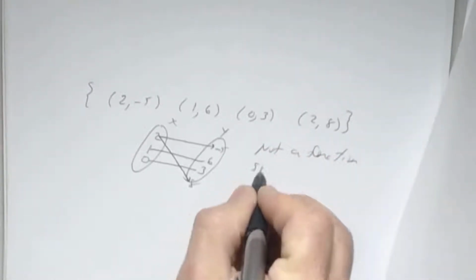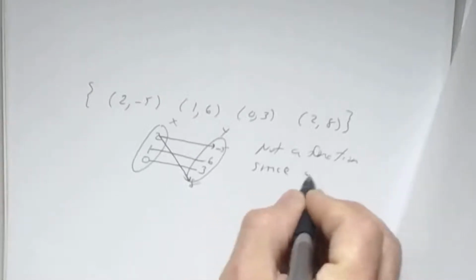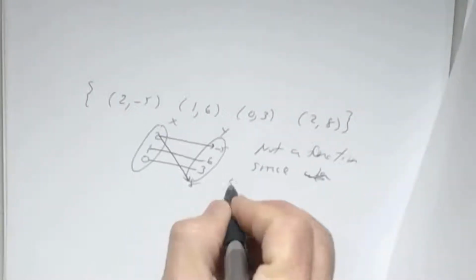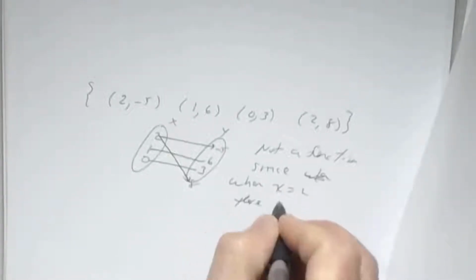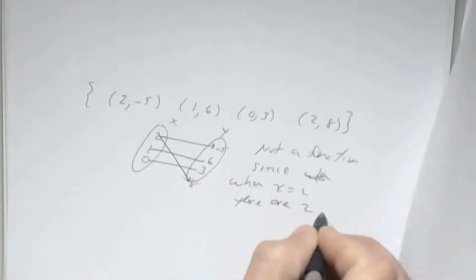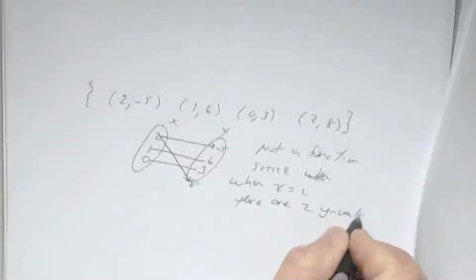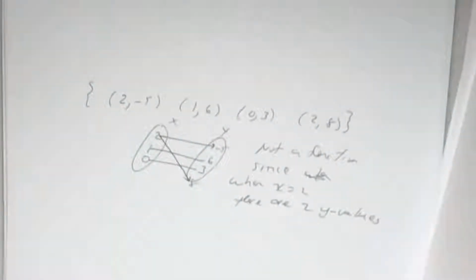Not a function since when x equals 2, there are 2 y values. There can only be how many y values? 1. Right.